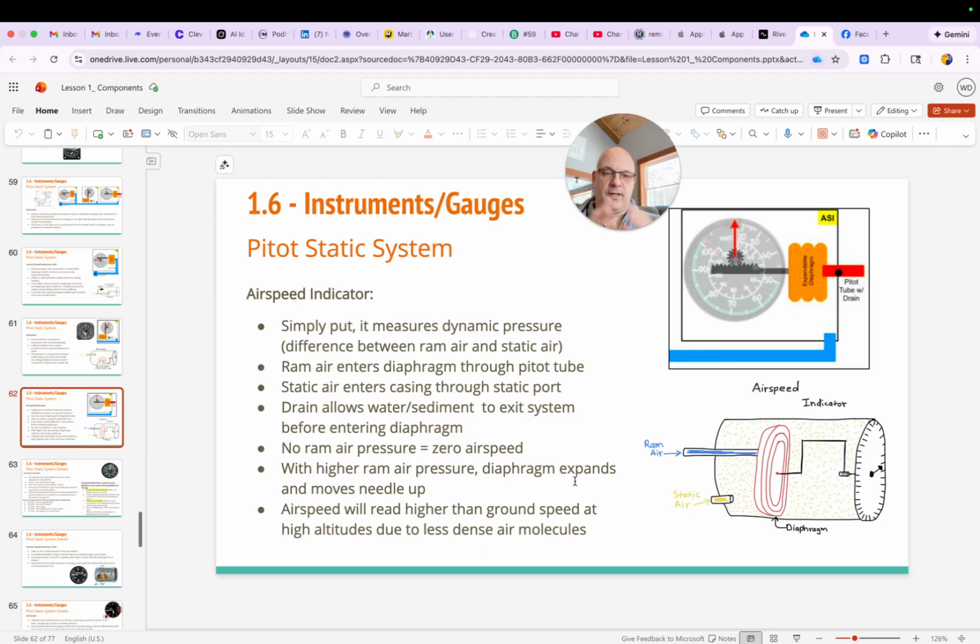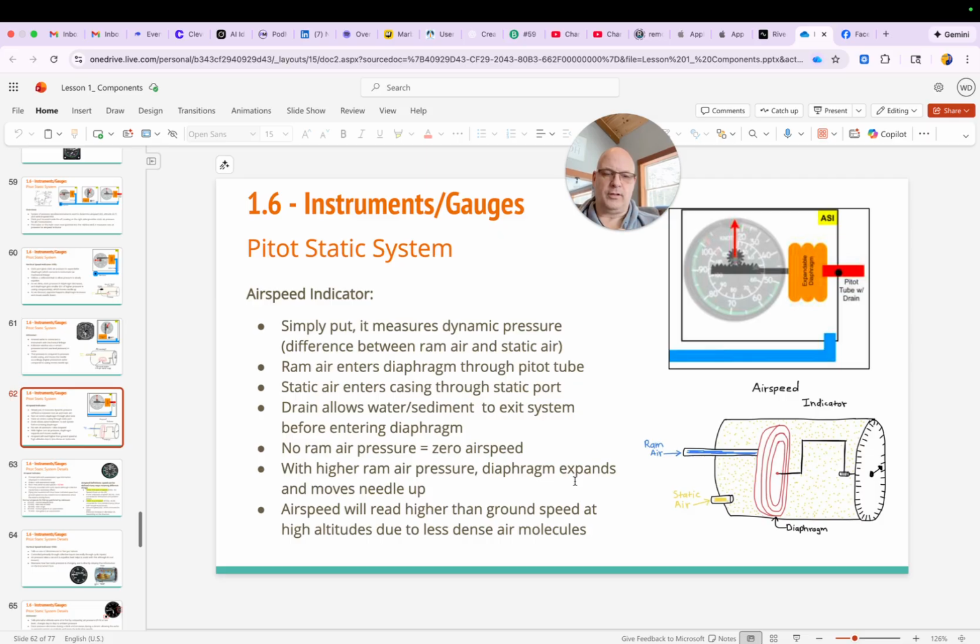In an airplane, for example, we have pitot heat, so if there's a blockage due to ice or maybe fluids, we can turn that on and it melts and evaporates. Of course, in a helicopter, we don't have that opportunity. So with higher ram air pressure, the diaphragm expands and the needle moves up. In other words, it's showing that we have airspeed.